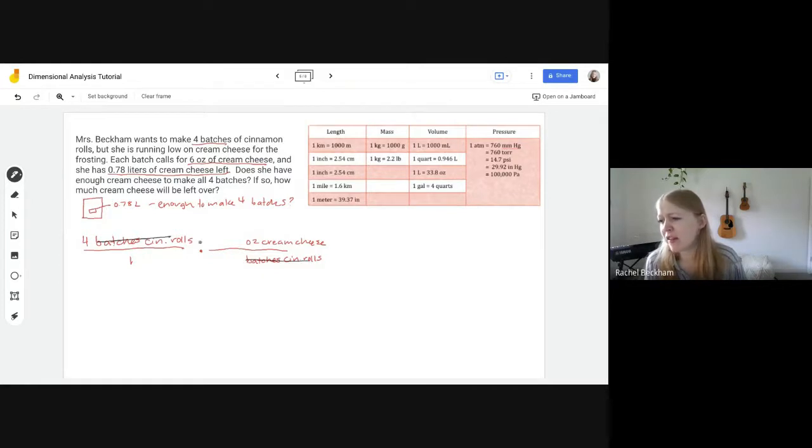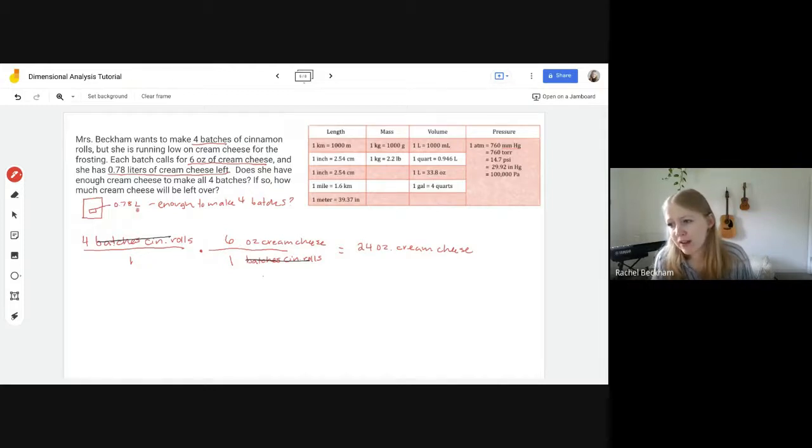So now I need to fill in the numbers here. Basically I'm asking myself, how many ounces of cream cheese per batch? Well, right here it says each batch calls for 6 ounces. So for every 1 batch, it's a 1 right there. For every 1 batch, I need 6 ounces. 6 ounces per batch, and I have 4 batches. So really, we're just going to do 6 times 4, or 4 times 6. That's 24 ounces of cream cheese. So now I figured out that if I'm going to make 4 batches of cinnamon rolls, according to this recipe, I'm going to need 24 ounces of cream cheese. Okay, so that makes sense.